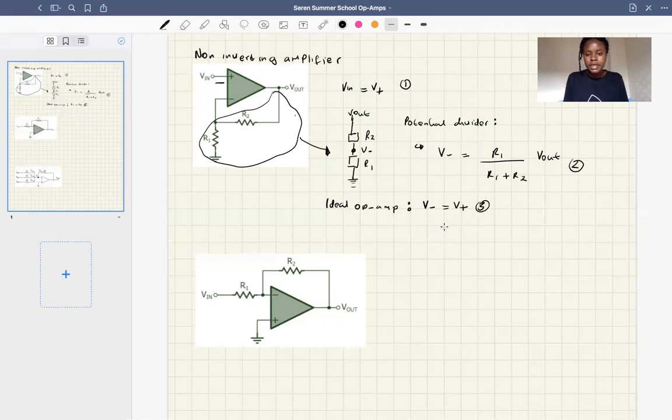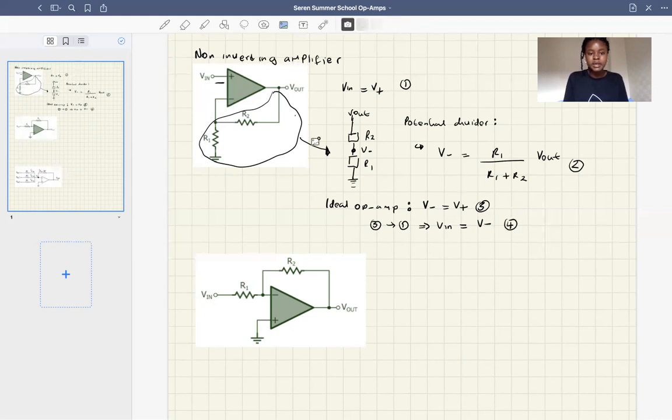What can we do? If we sub 3 into 1, so we're putting 3 into 1, we get that V in is equal to V minus, right? So just by using 3 and 1. And then let's just label this equation 4.